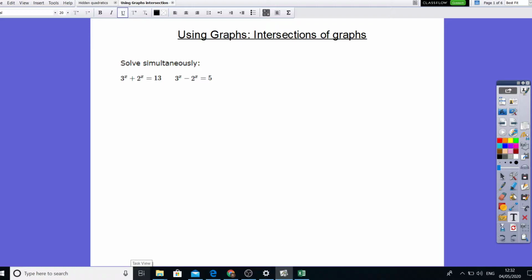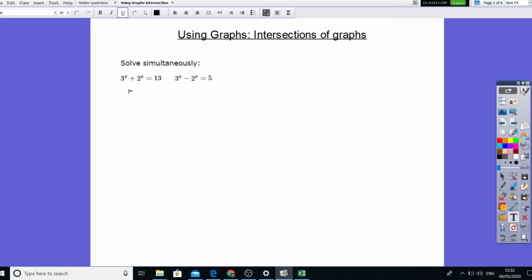Okay, today we're going to be looking at using graphs and finding intersections of graphs. Let's have a look at this. It says here, solve simultaneously these two. What you can see straight away is that this and this do the same with different signs.